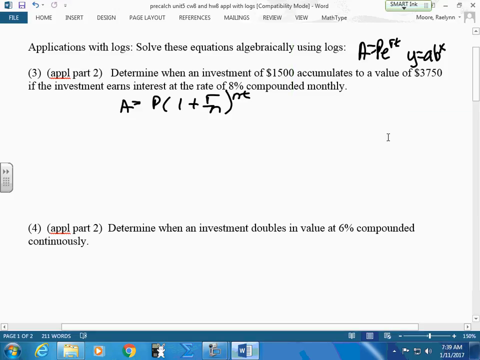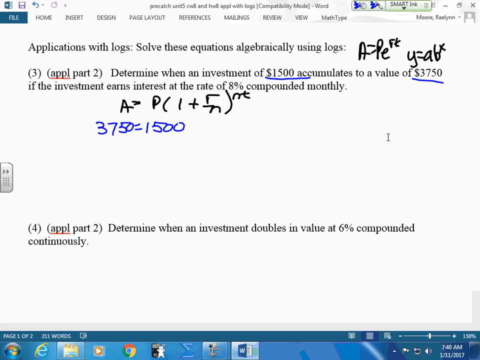Okay, so now, let's fill in the parts. 1,500, where does this go? P. 3,750, A. What's my rate? 0.08, 8%, write it as a decimal. What's my N? 12. And again, 12, and there's my time. It's that T that I have to bring down.